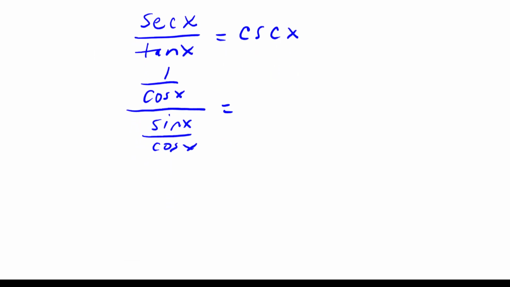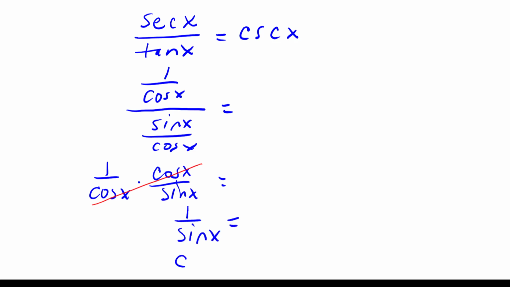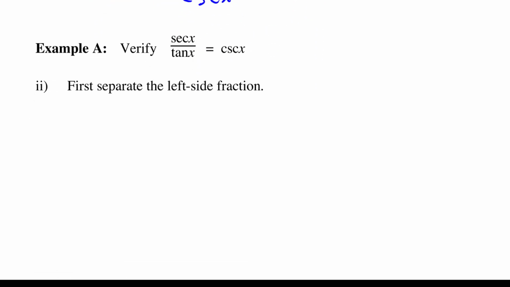When we have a fraction divided by a fraction, we're going to write the top fraction, 1 over cosine x, times the reciprocal of the bottom fraction, in this case cosine over sine. The cosines divide out, we just get 1 over sine x, which is cosecant x. Well, that's exactly what we want it to be, which is the same as on the right. Notice that we didn't write an equation all the way down. We just waited to show it at the very end that the left side and right side are indeed identical. And so we verified that identity.